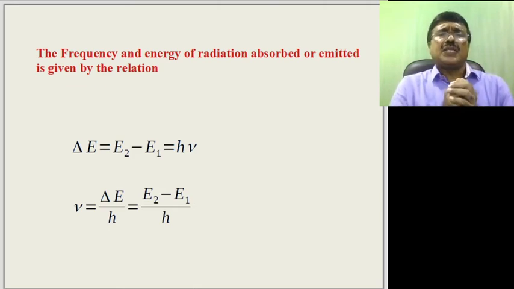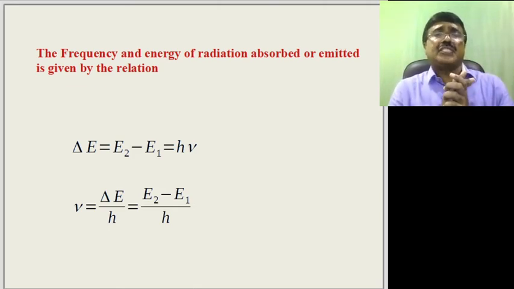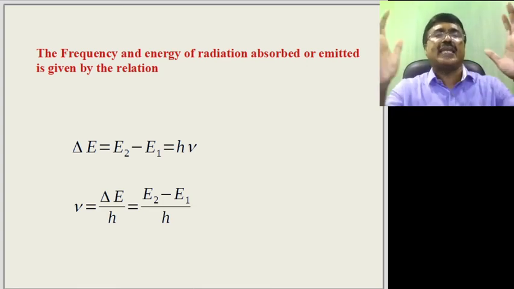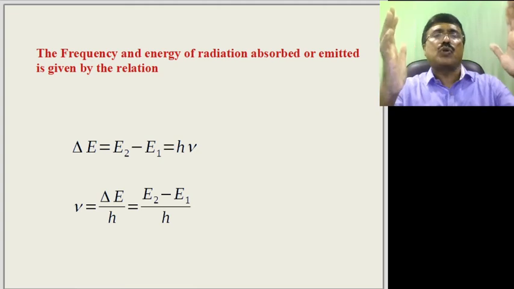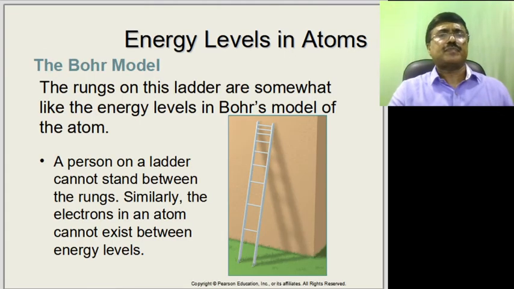So h nu, where nu is the frequency of the radiation emitted. E equals h nu. That equation you know, Planck's equation, right? So here the energy of absorbed or emitted light is delta E, hence delta E equals h nu, and nu will be equal to delta E divided by h, or E2 minus E1 by h. That gives us the frequency of the absorbed or emitted radiation.